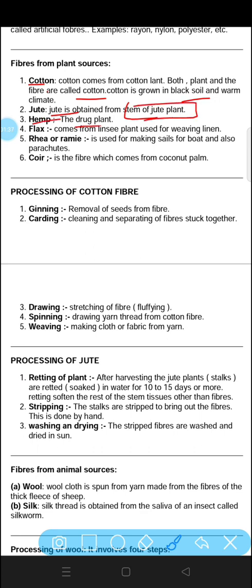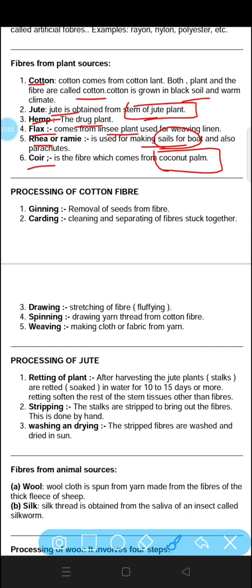We get hemp fiber from the hemp plant. Next is flax. Flax we get from linseed plants. Rhea or rami is used for making sails for boats. Last one is coir. It is the fiber which comes from the coconut palm. Coir is the fiber that we get from the coconut palm.